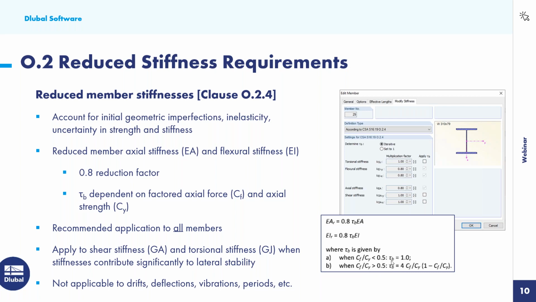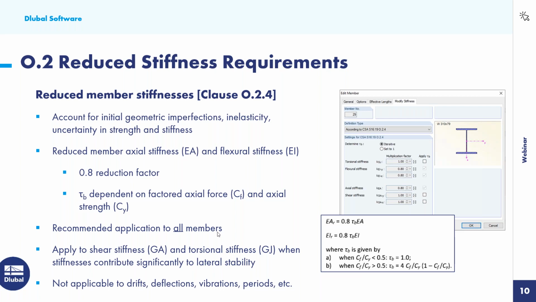But for pretty high ratios, tau sub B is just going to be equal to 1.0. Then we apply both of these factors here to EA and EI of the member. Now, a big difference when we compare to the AISC direct analysis method is that tau sub B and 0.8 are certainly applied to the flexural stiffness, but we are not going to see that tau sub B applied to the axial stiffness within the member. So that's a pretty big difference.